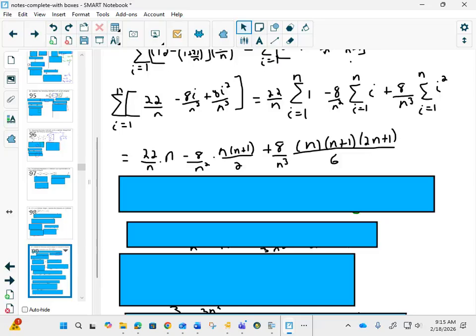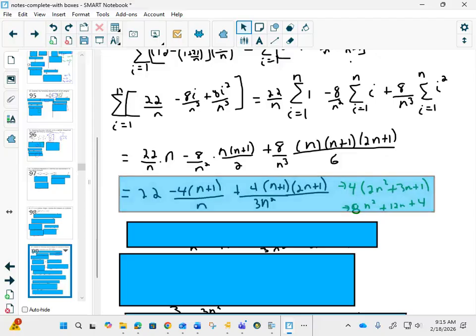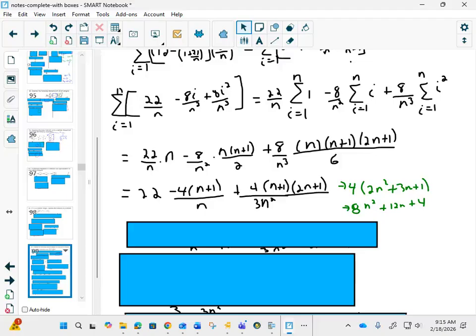We still have some math to do. We can simplify though. The n's here nicely cancel out. One of these n's on top would, those ones cancel out. One n here would cancel out with one n there. One n here cancels out with one n there, leaving me with 2. So that's the first thing I could do to simplify. And I could multiply this out, which I've done there, to be 8n squared plus 12n plus 4.